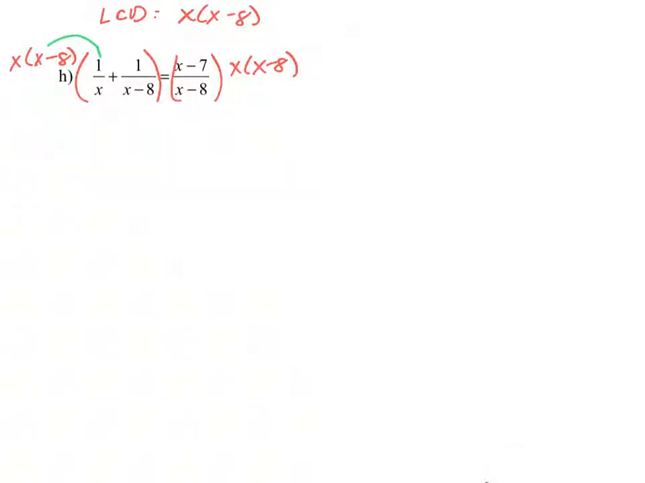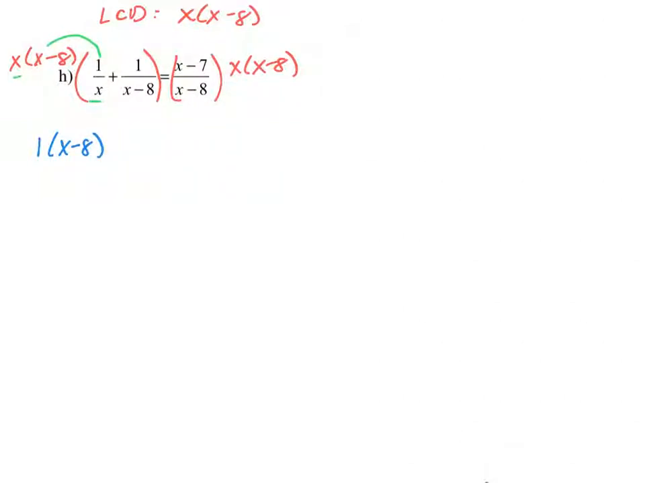For example H, we are going to be multiplying both sides by the LCD. The LCD is going to be x times the quantity x minus 8. We're going to multiply the whole left side by x times the quantity x minus 8, and the whole right side by x times the quantity x minus 8. When you distribute to the first fraction, the x's will divide out, so we end up with 1 times the quantity x minus 8.